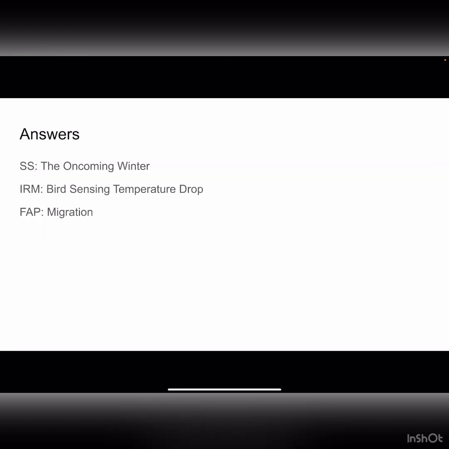The sign stimulus is the oncoming winter. Now, if you wanted to say it was the change in temperature, I'd take that too. But the temperature was only caused by the oncoming winter, which is what the birds are ultimately trying to avoid. The innate releasing mechanism was the part where the birds sensed and recognized the lowering temperatures. Finally, the fixed action pattern was when it migrated south.